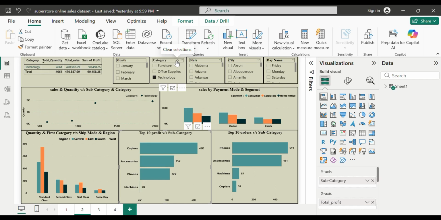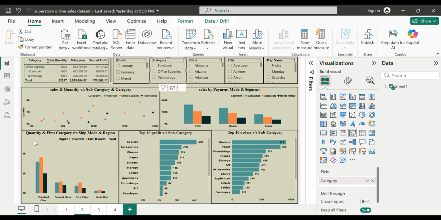Okay, just get it. Here, this is the ship mode. Standard class gives a good profit and is okay. Same day delivery is not okay. First class and second class are okay, good, more than standard class. This is region wise sales, and the east side has the most sales.